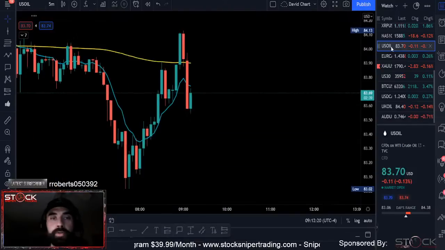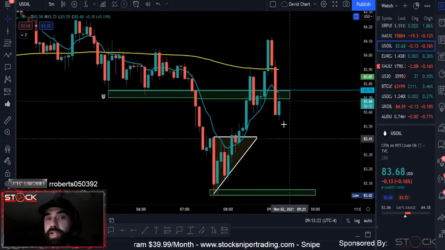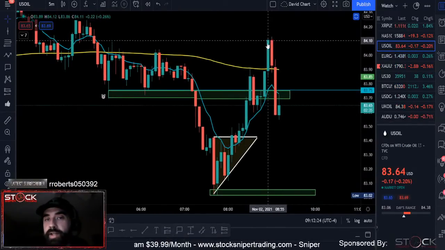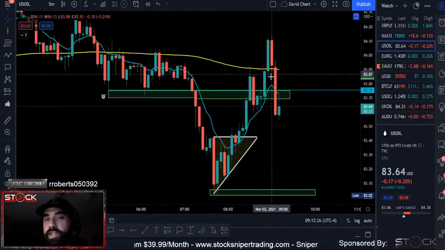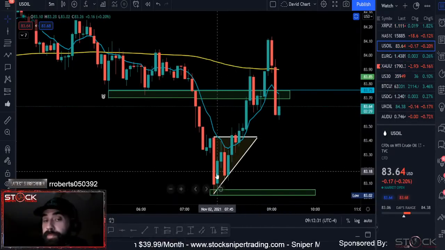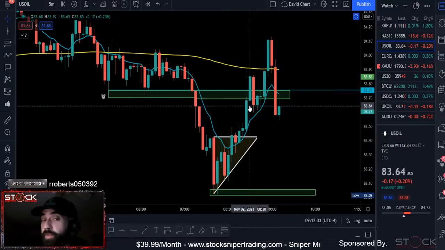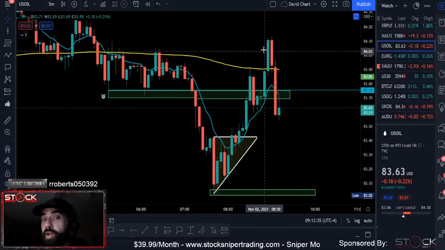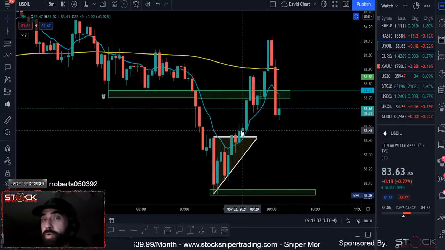Let's check out our oil. Oil had massive rejection, guys. You see how it made a nice little pump to a high, 84 around 10, and then it sold off here. Gold is very bullish out of this flat top bottom. Very nice for Scott and stuff like that in the group. If you guys bought gold, it's looking nice.